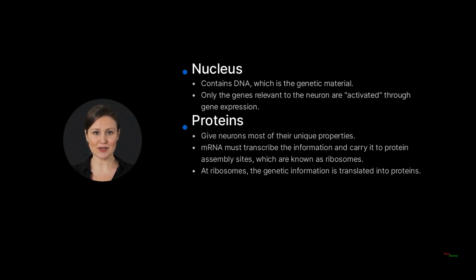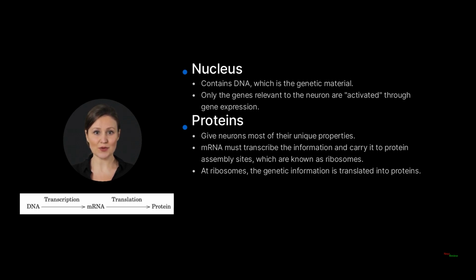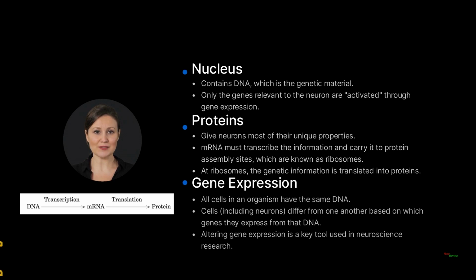Since DNA never leaves the nucleus, a messenger molecule called mRNA must copy, or transcribe, the information, and then carry it to the protein assembly sites, which are known as ribosomes. Here, the genetic information is translated into a particular protein. In short, neurons are different from other cells in the body because of the specific genes they express as proteins.